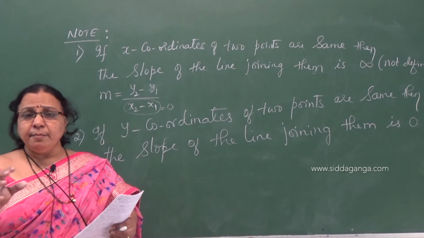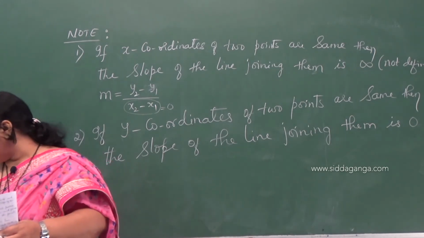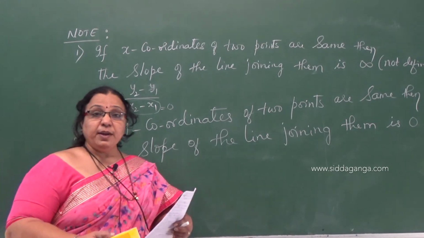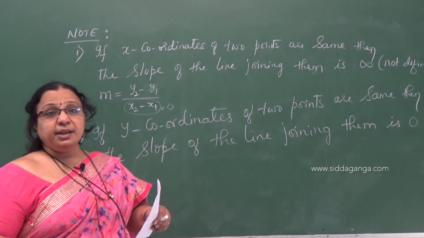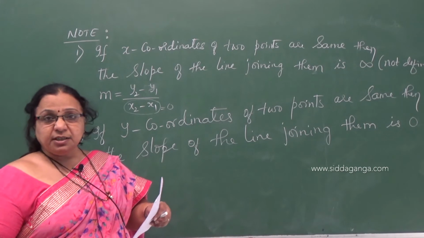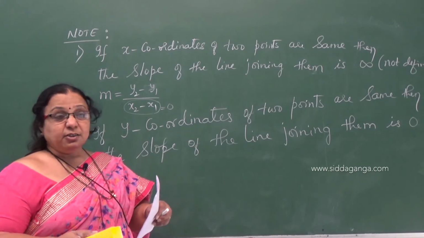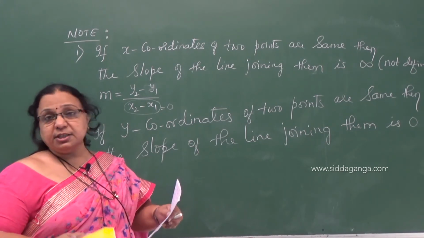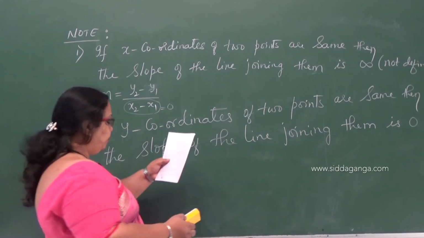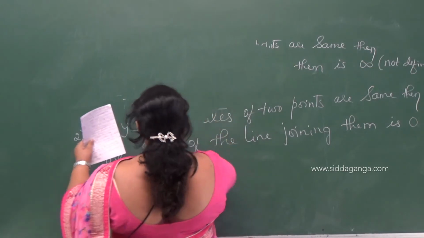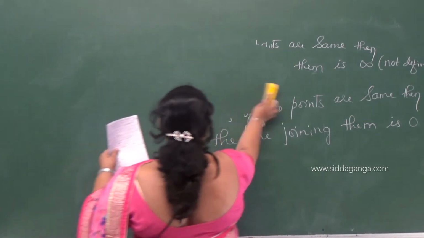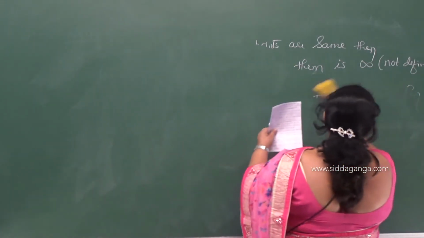There are many such very small concepts, so we have to recall them whenever we are free. In between, there are many concepts here. For this concept, let us solve 2 examples.